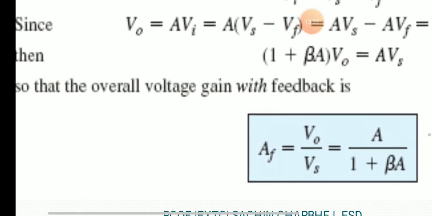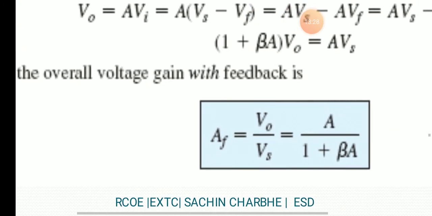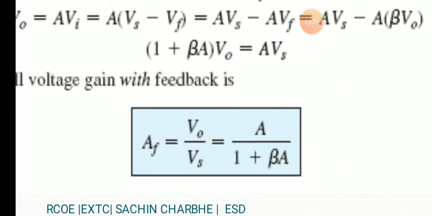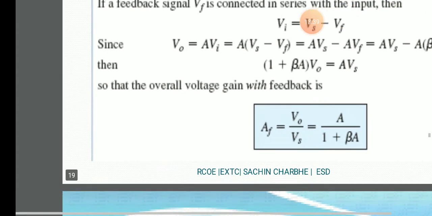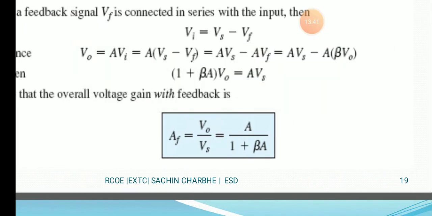So we can calculate the overall voltage gain, the gain with feedback, Af. Feedback gain, that is output voltage V0 by source voltage Vs, that is A by (1 plus beta A). So this is the standard result. Some numericals may also be asked.